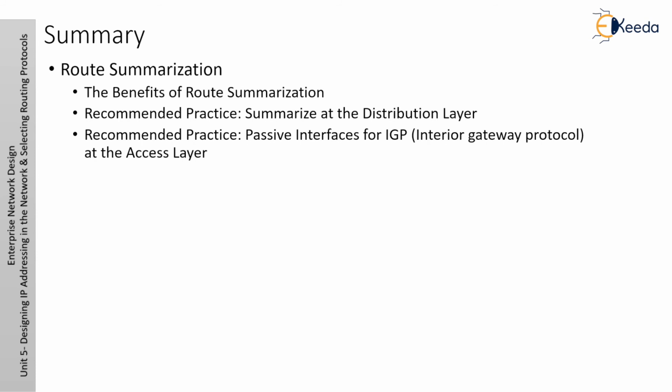let us now summarize the chapter. In this lecture, we have covered the benefit of route summarization, recommended practice: summarize at the distribution layer, and recommended practice: passive interface for IGP at the access layer.